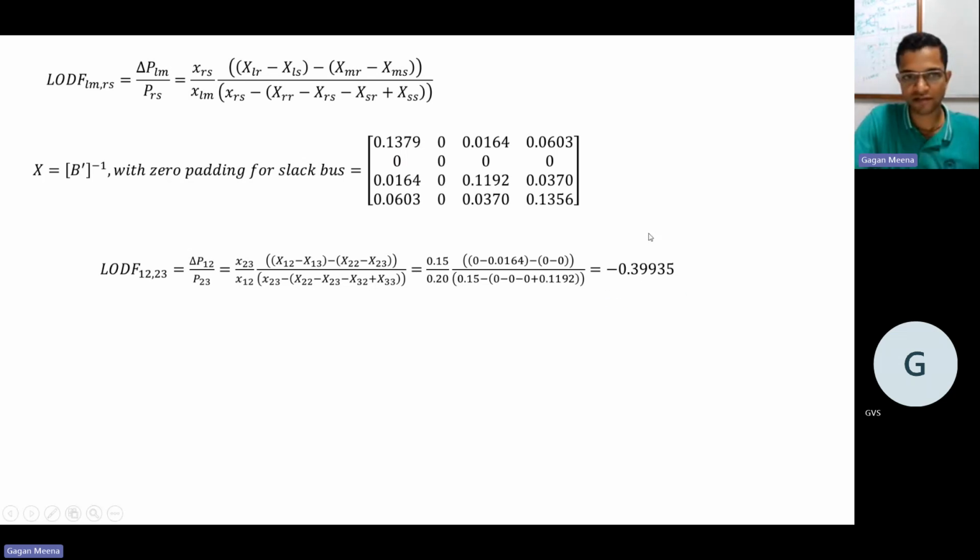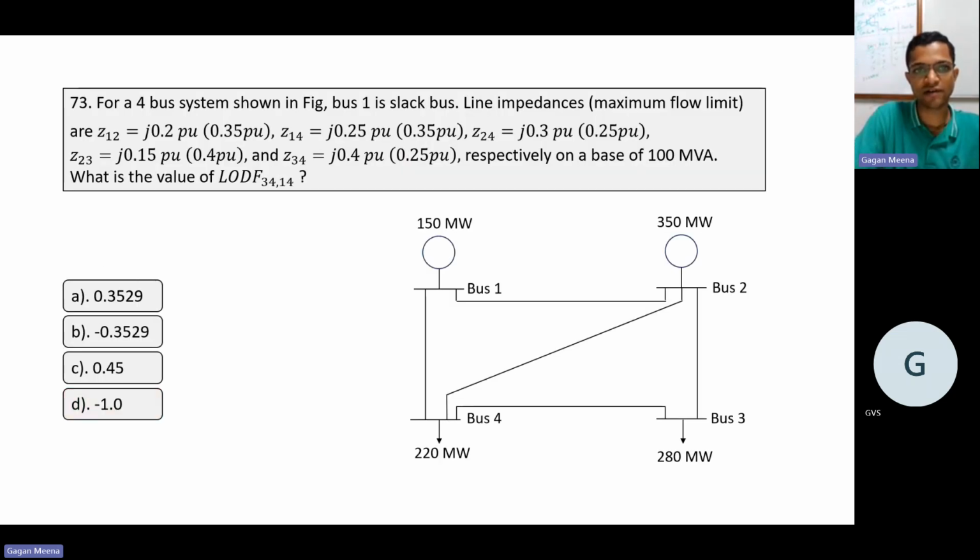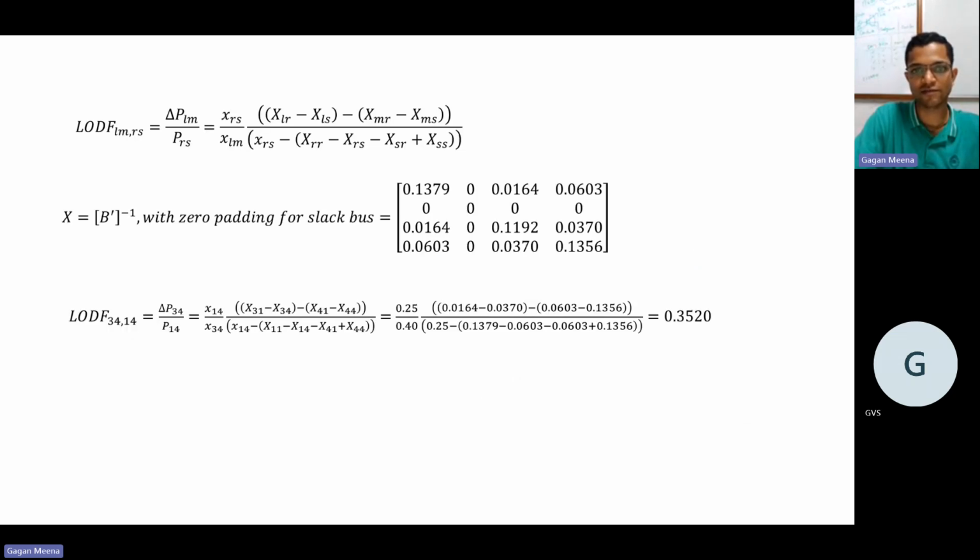So this is an important question. Practice this. You can calculate for all the combinations. Here we have asked only for 1, 2, 2, 3. The next one is for 3, 4, 1, 4. You can calculate for all the other lines also.